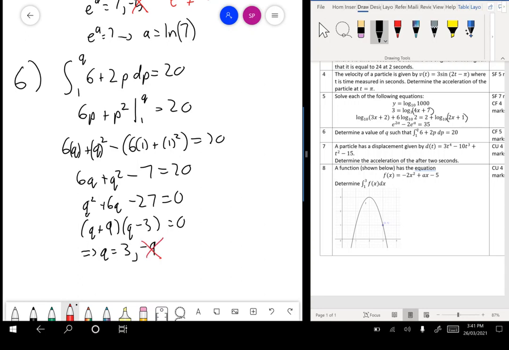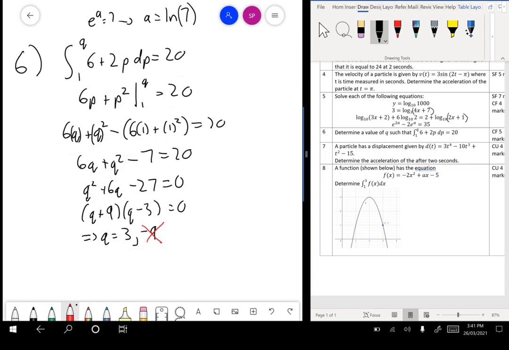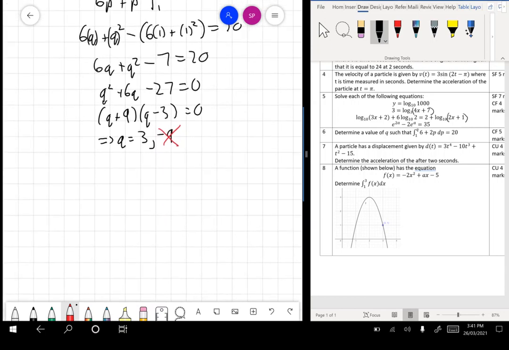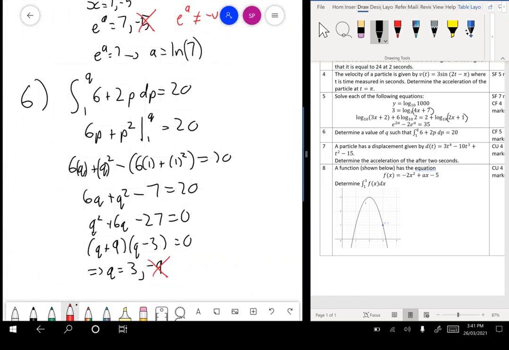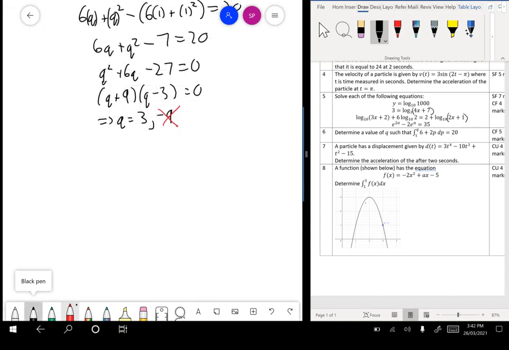So q equals 3. So have we answered the question, determine a value of q such that, yep, we have done that. Cool. So that's all that question, q equals 3. So if you integrate that function between 1 and 3, the area is 20 units squared. Cool. Sweet, 2 questions to go. We're just smashing it, guys.